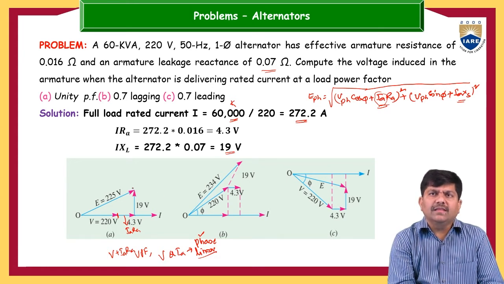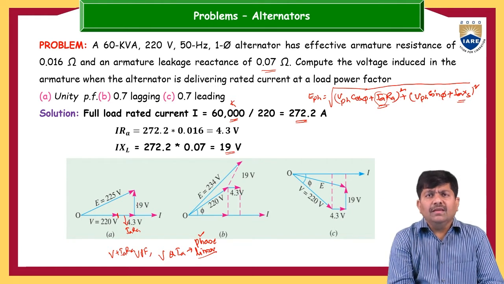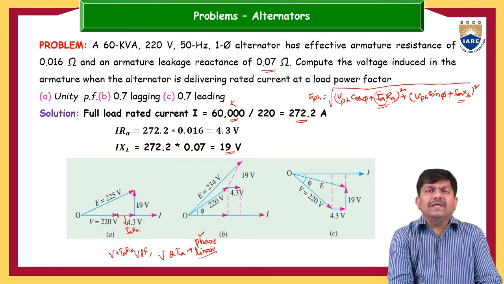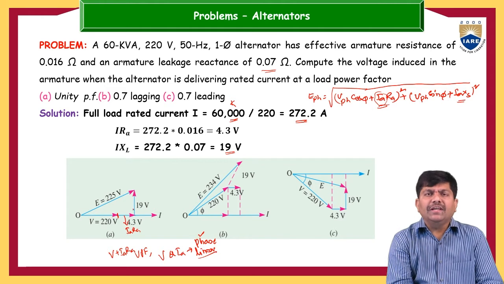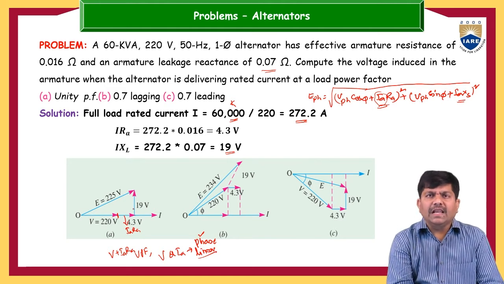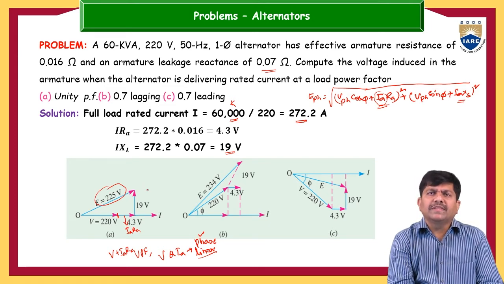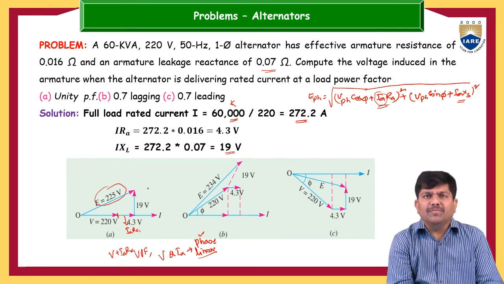So let us extend in the upward direction, because this is a j operator, which means it will rotate the quantity or vector in the anti-clockwise direction by 90 degrees, and this 19 volts is the magnitude. So up to 4.3, then 19 volts, and this will be E, which is nothing but the induced EMF. So this is the method used. This method is called determining the induced EMF per phase with the help of phasor diagrams.